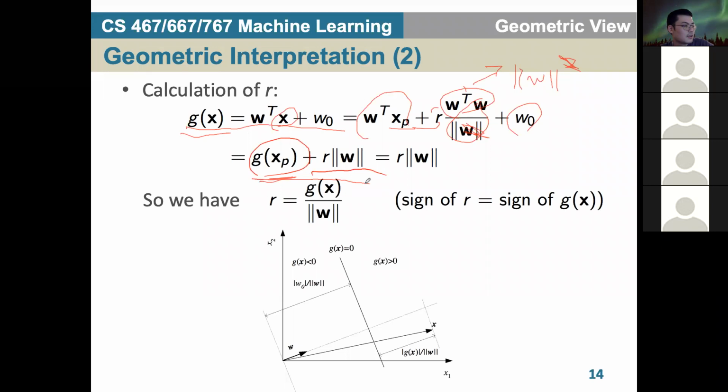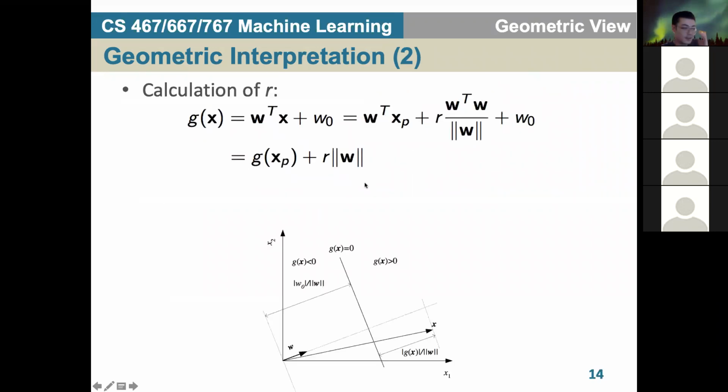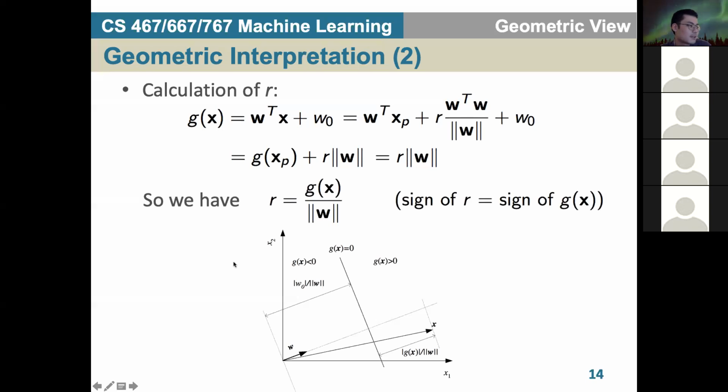Yeah, let's clear a little bit. Okay, so we don't have so many hands. Another important thing that you need to pay attention to: what is g(xp)? xp is exactly mapped onto this line. So for any point on this line, this thing is 0. So we only have r times the norm of w. So we can write things like this. So what is r?